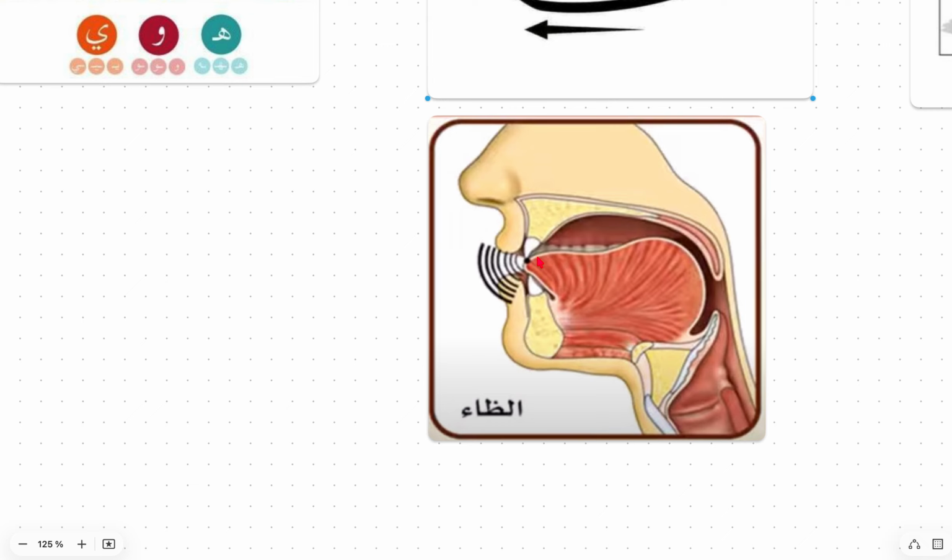We have said that the letter Dha is never pronounced lightly, even when it has a kasra, because it's an emphatic letter and is not affected by the kasra. If it is pronounced lightly, it may sound like dhal, idh, which is incorrect.